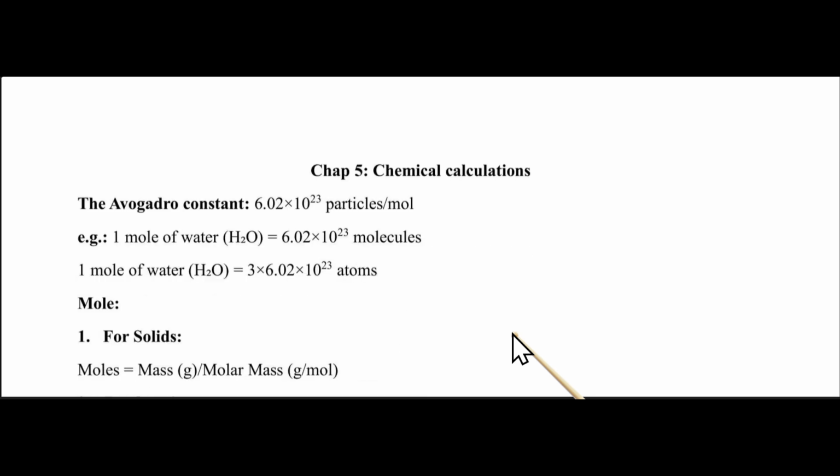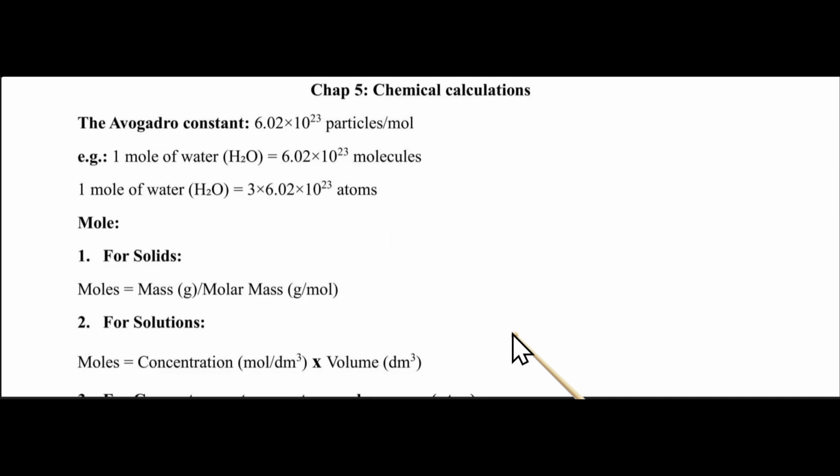Now let's see chapter 5, chemical calculations. Chapter 5 is related to chemical calculations, so you have to remember some of the key concepts related to those calculations. First is Avogadro's constant. You need to remember the number. It is 6.02 times 10 raised to power 23 particles per mole. In 1 mole, the Avogadro's constant is 6.02 times 10 raised to power 23.